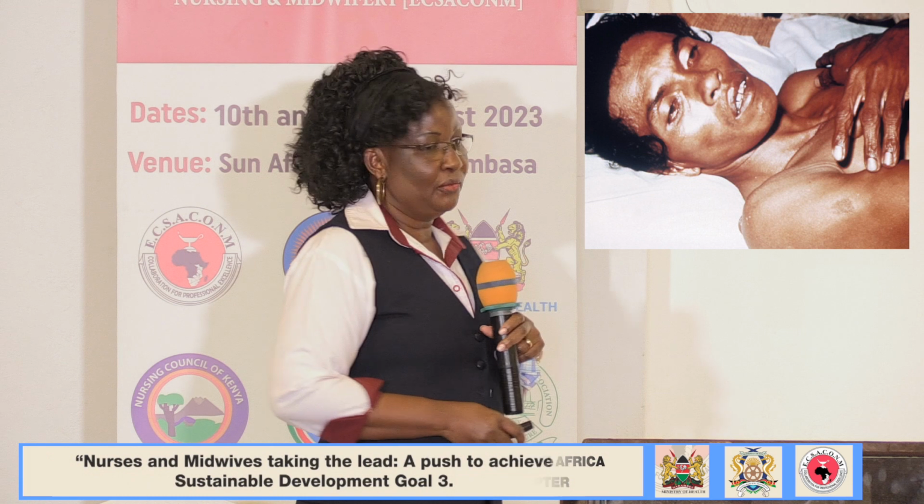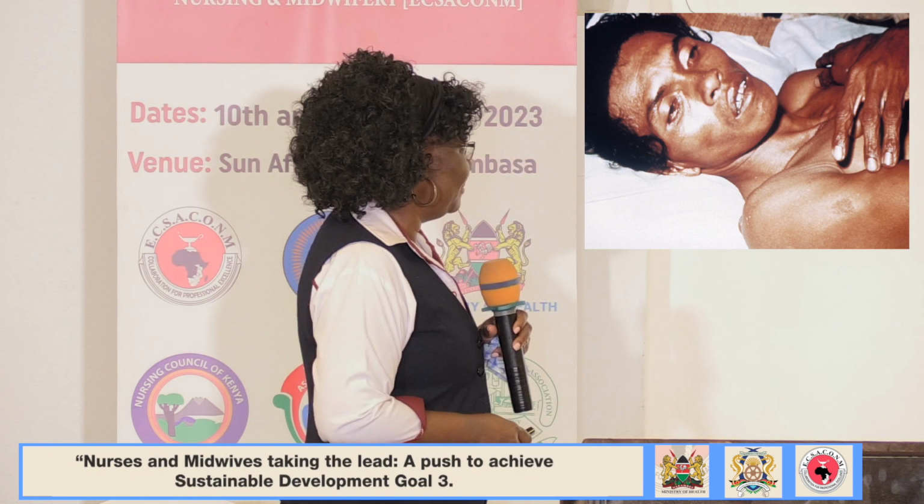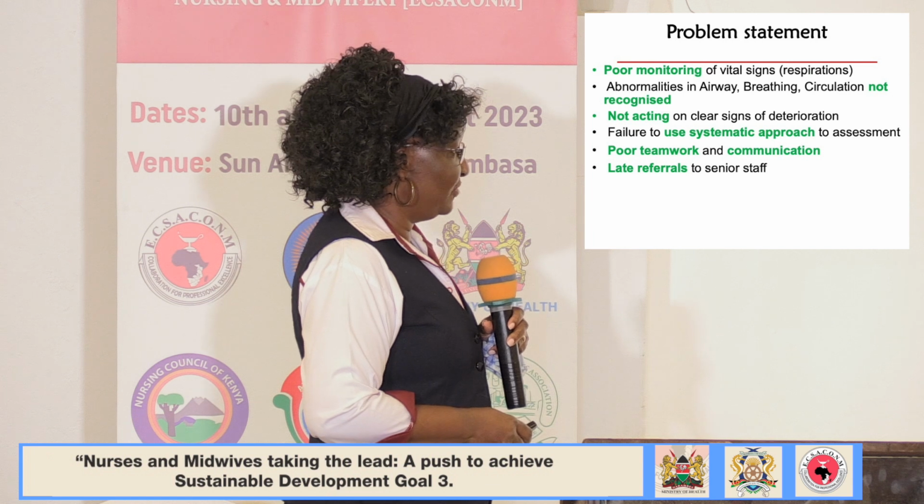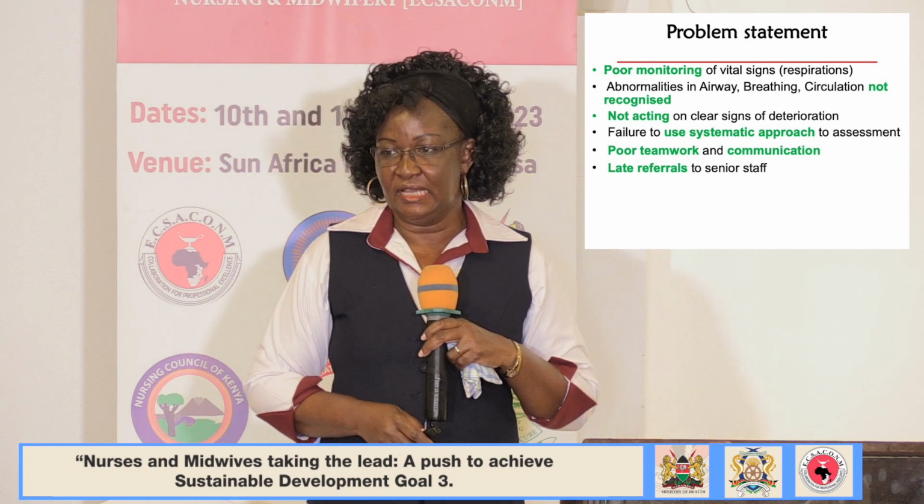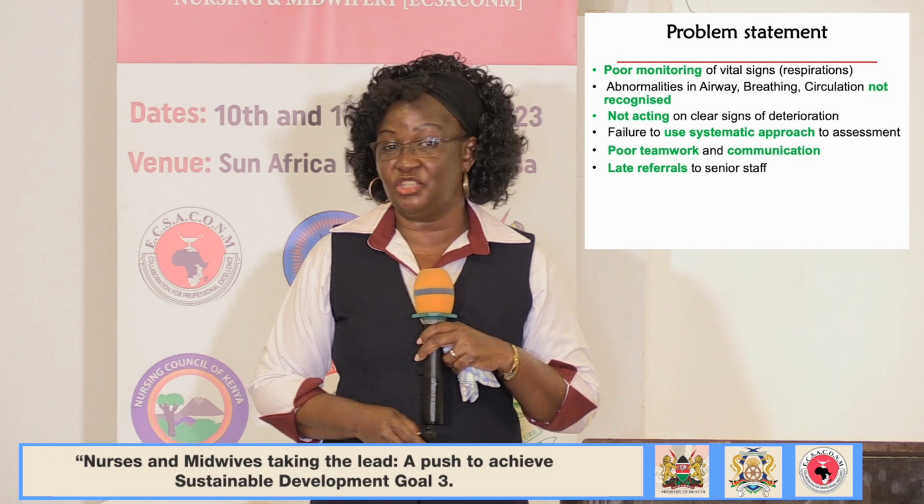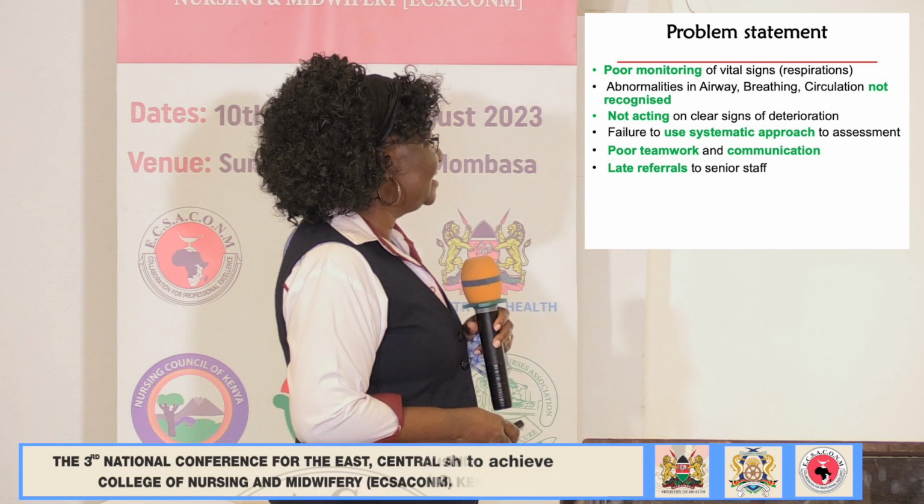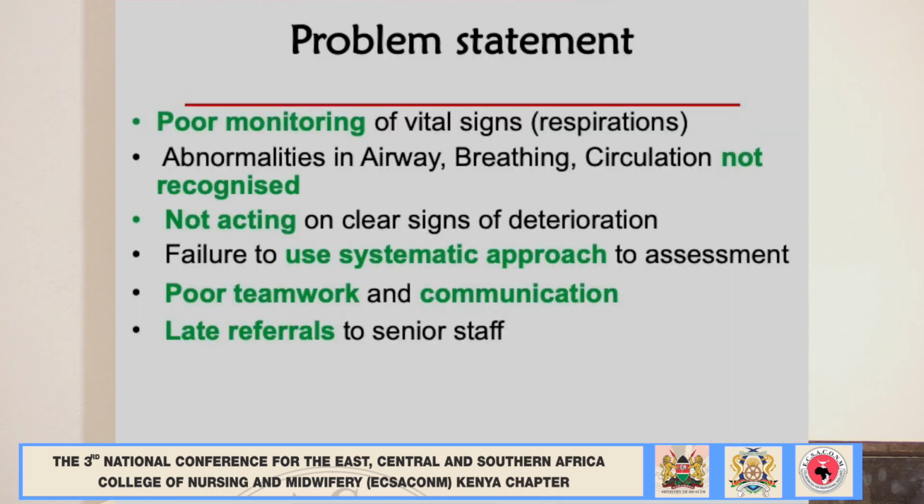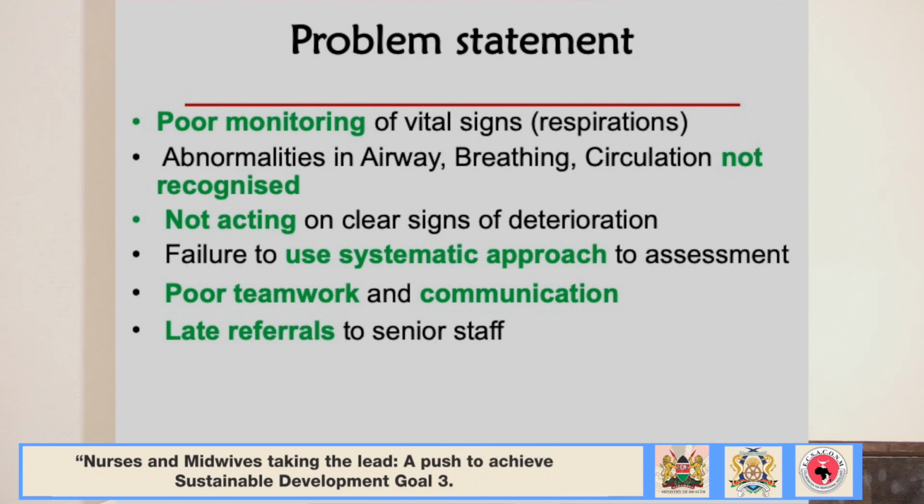And what was the problem statement? Point number one, there was poor monitoring of vital signs and especially respiration. Most people were not actually counting it. Number two, abnormalities in the airway, breathing, and circulation were not easily recognized, whether the patient was deranged or not. Most people were not acting on clear signs of deterioration. There was failure to use a systematic approach when dealing with a critically ill patient. There was poor teamwork, there was poor communication, and the patients were being referred late.